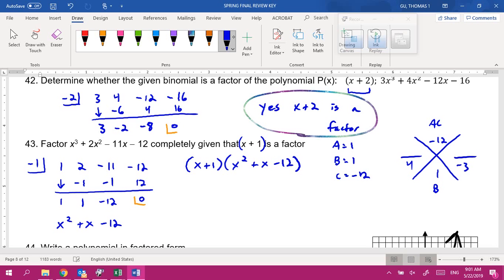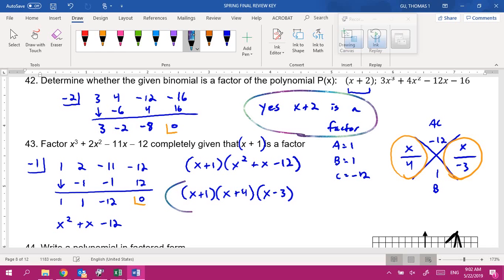A times x goes on the top, so x. And so you can see these are my two additional factors. So my fully factored form is x plus 1 times x plus 4 times x minus 3. And that's 43.